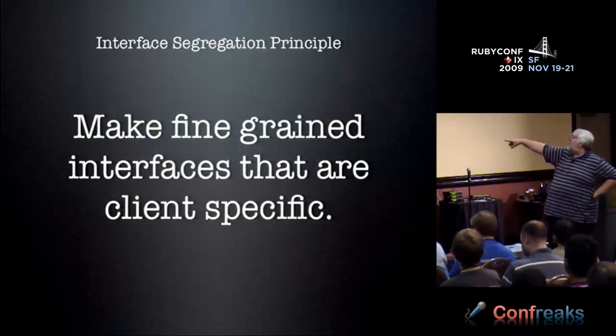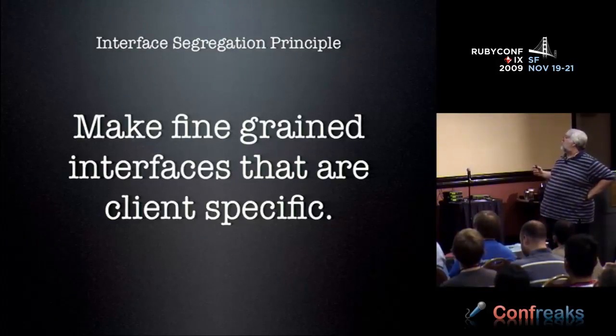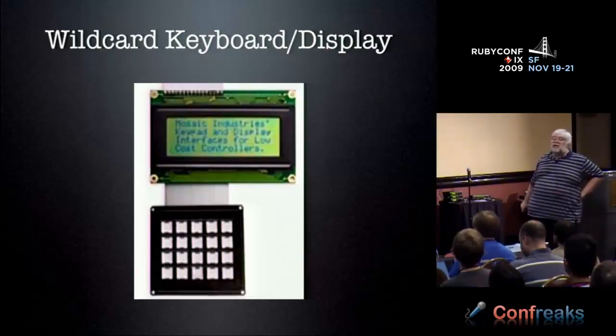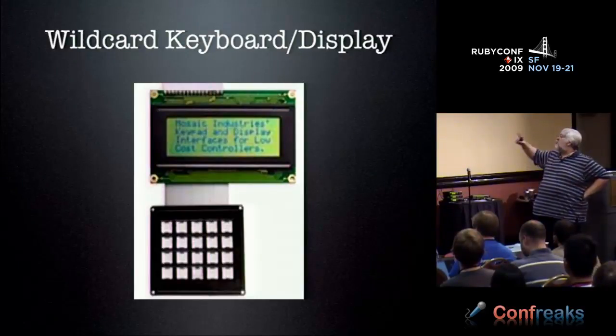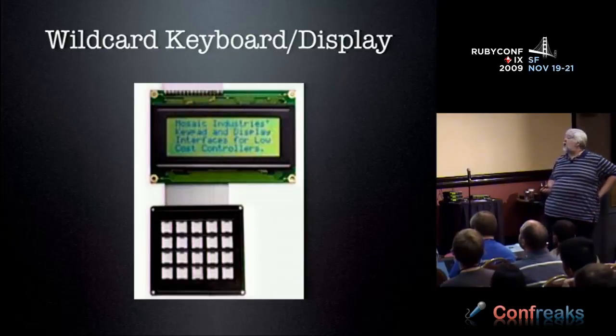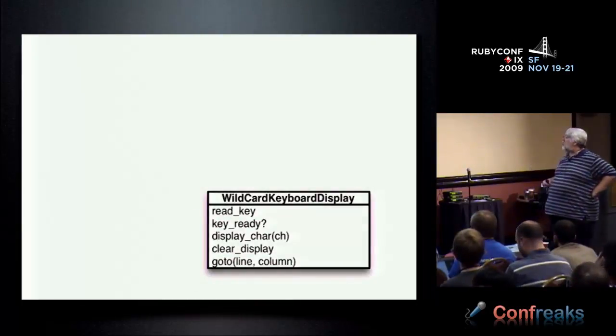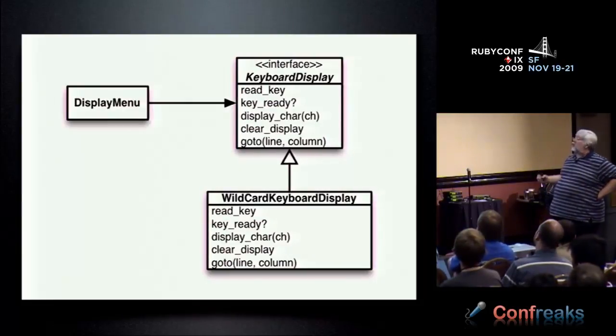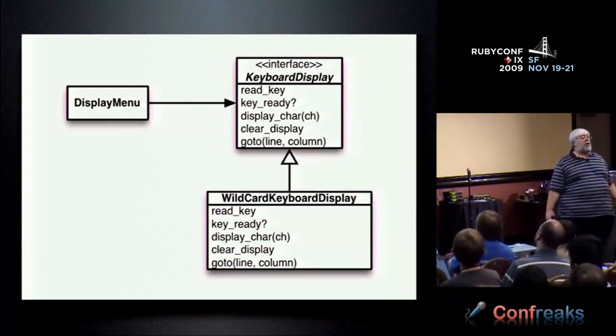Make fine-grained interfaces that are client-specific is this rule. Here's a piece of hardware that has a keyboard and a display connected. You can actually buy this one. This is called the Wildcard keyboard and display. So if I were to write this in software, I might write a module that looks like this, and an interface that looks like this, and software that uses it like this. What's wrong?